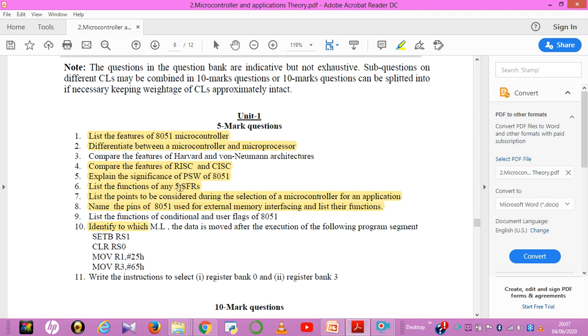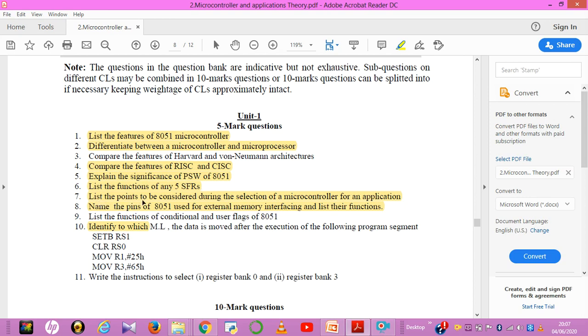Next, list the functions of any 5 SFRs. SFR means special function registers. I have given the table of all SFRs which come in 8051. Out of that you can write any 5 SFRs' functions. You have to explain the function of every SFR in 8051. Sometimes the same question they ask as: explain or list the following SFRs and write their functions. They are going to give some SFRs, and they ask to explain those SFRs.